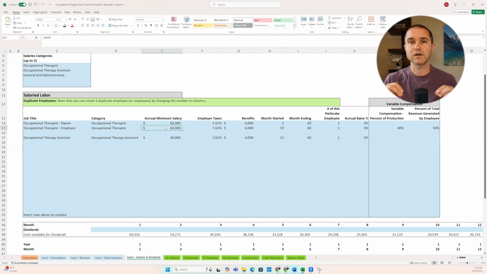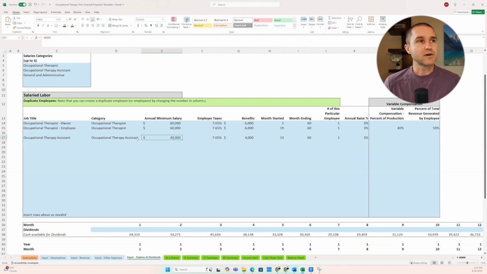So the way the model is working is it's going to see which number is bigger. Is their minimum salary bigger, or is their percent of production larger? And it will pay them out whatever number is larger. So that's a way to scale up as you bring on additional staff.